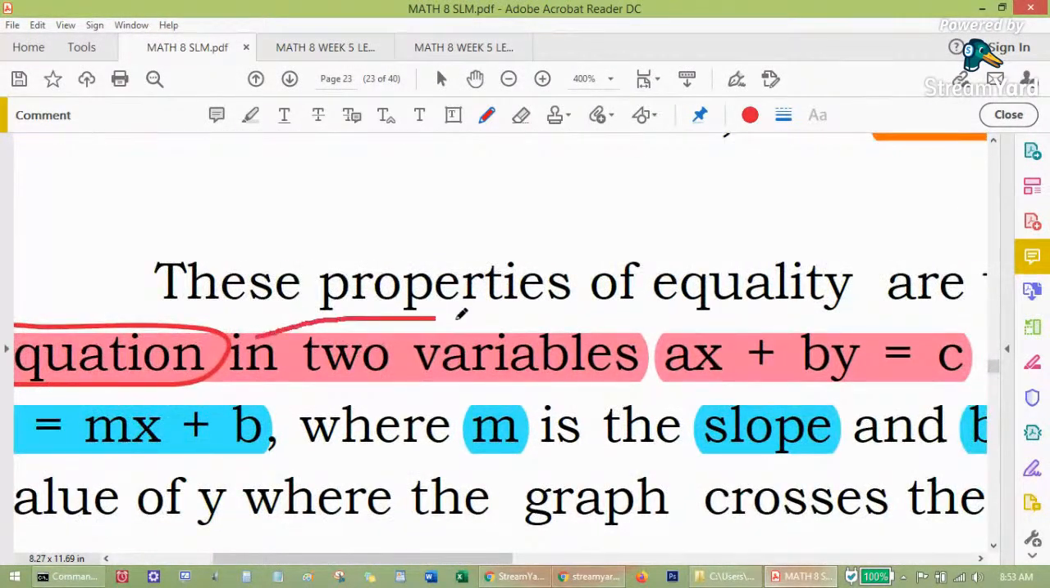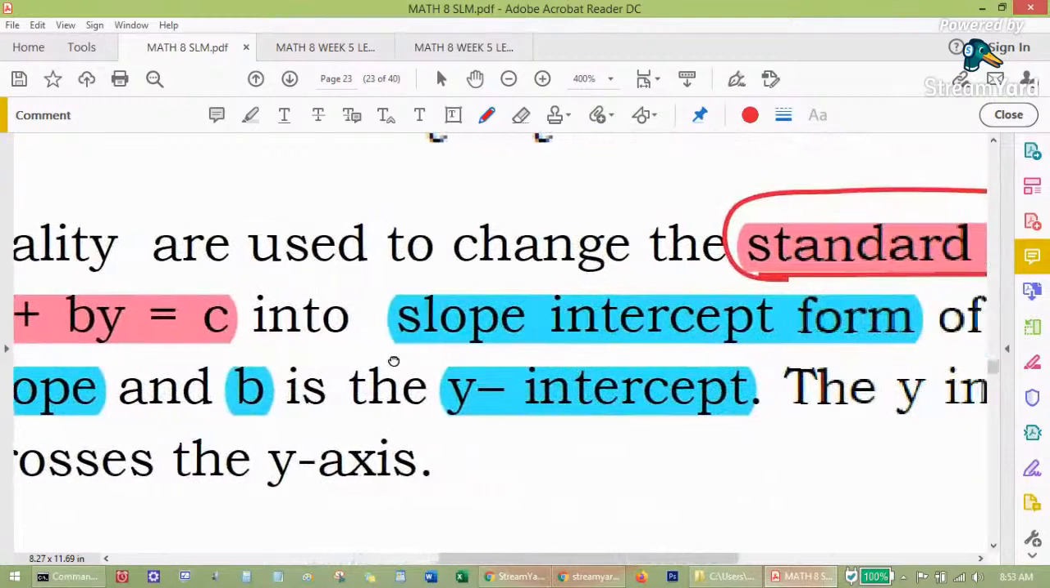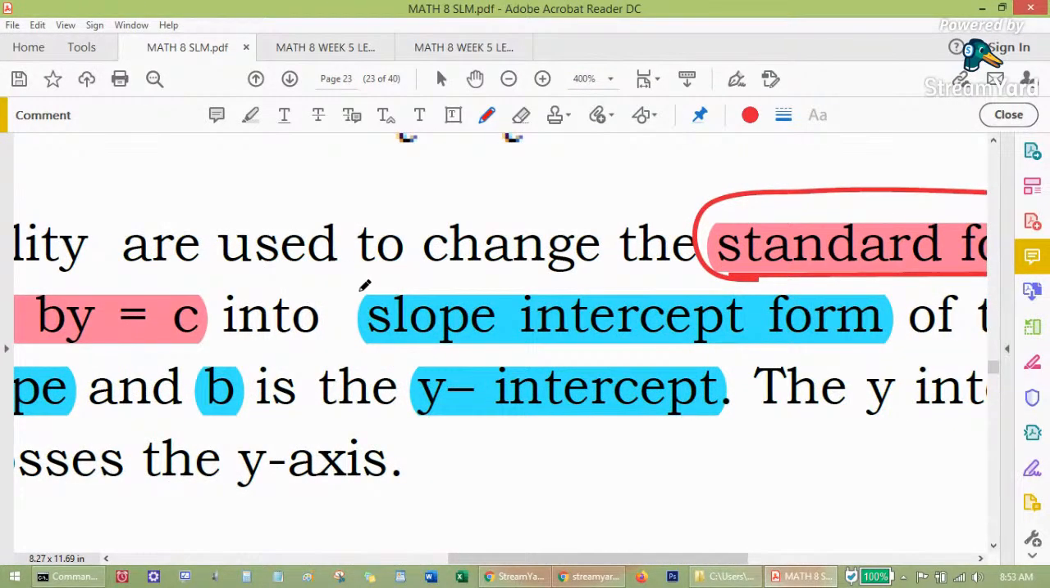Linear equation in two variables. So, dalawa daw ang variable. So, this is the standard form: AX plus BY is equal to C. So, that's the standard form. Try to remember that standard form. Then, meron pang isang form of linear equation. It's the slope-intercept form.